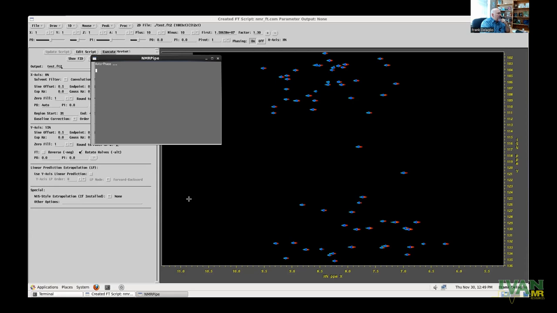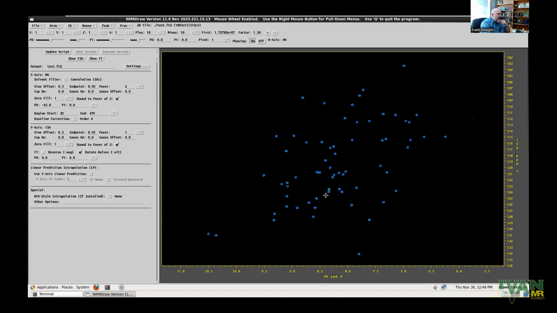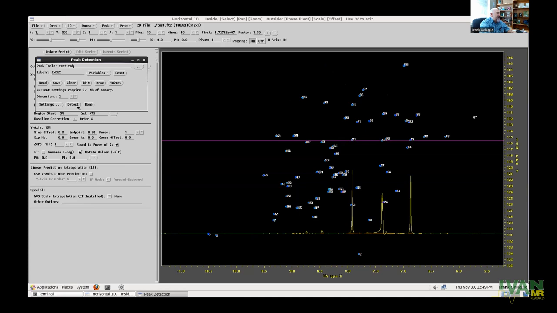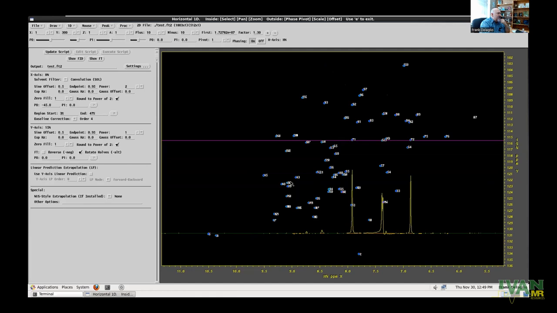The autophasing calculation is going on now. And here's our process spectrum, and it's beautiful, right? It's beautiful. And very quickly, we'll see more details of this, but we can do peak detection really quick. And we've gone from raw data to finished spectrum with just a few button clicks.